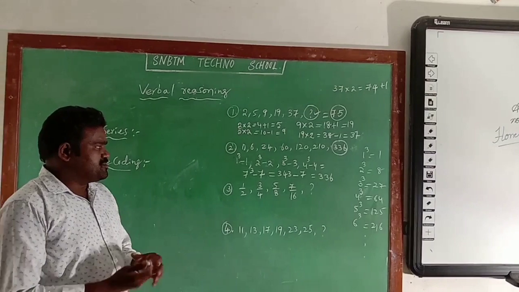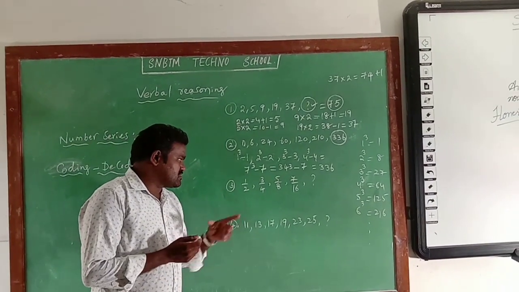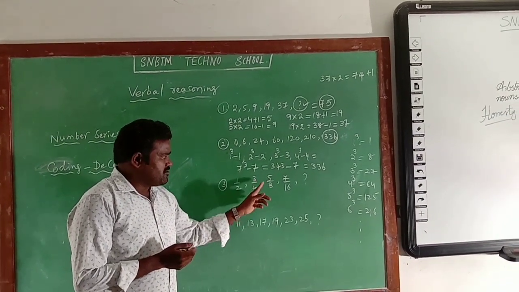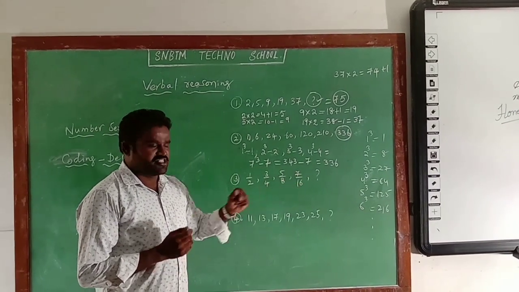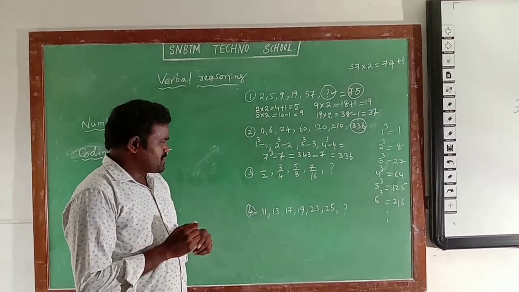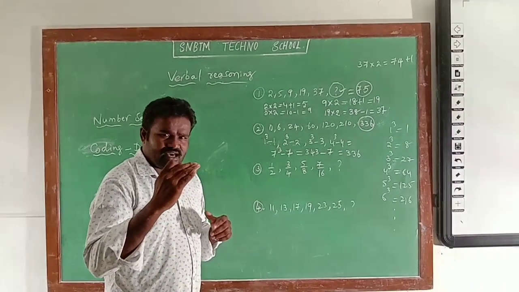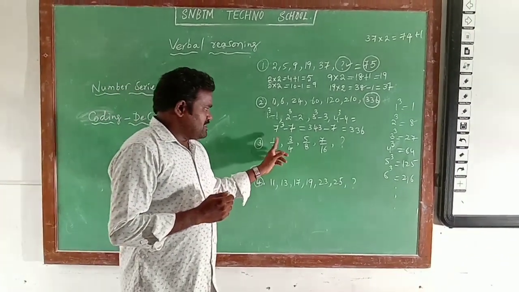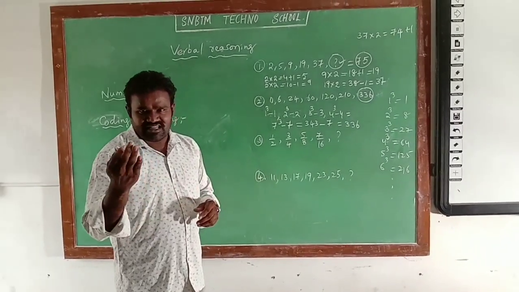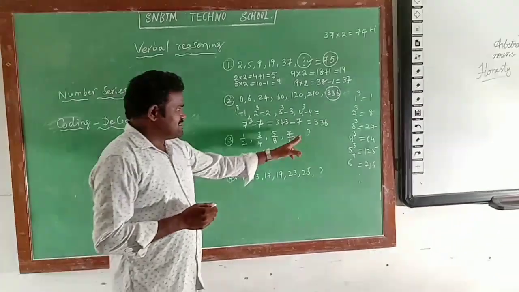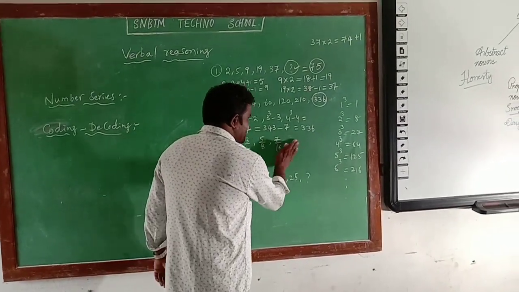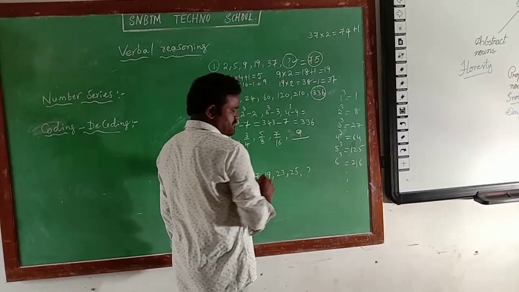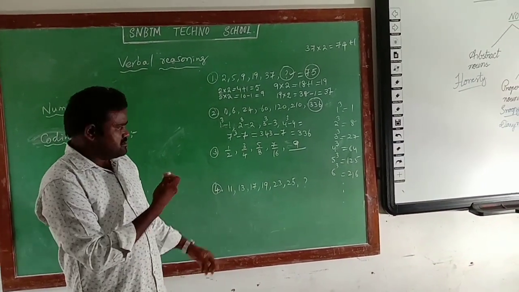And the third one is, observe the given fractions: 1 by 2, 3 by 4, 5 by 8, 7 by 16. So here separately observe the numerators and denominators. 1, 3, 5, 7. These numbers are clearly odd numbers. So what is the next numerator? You can say that is 9.